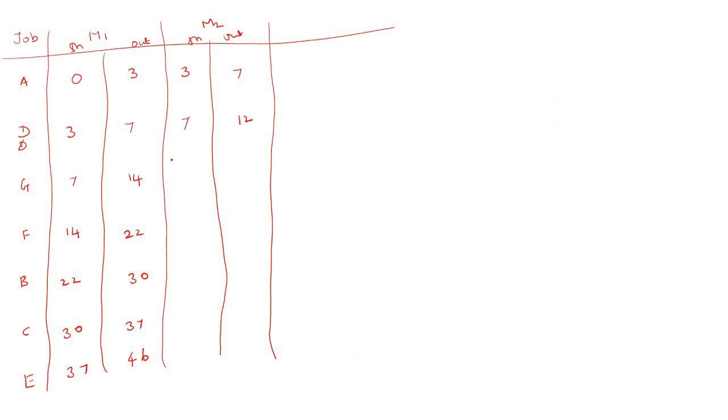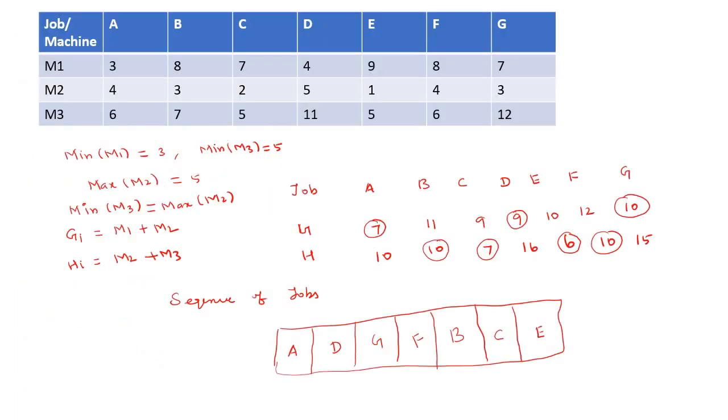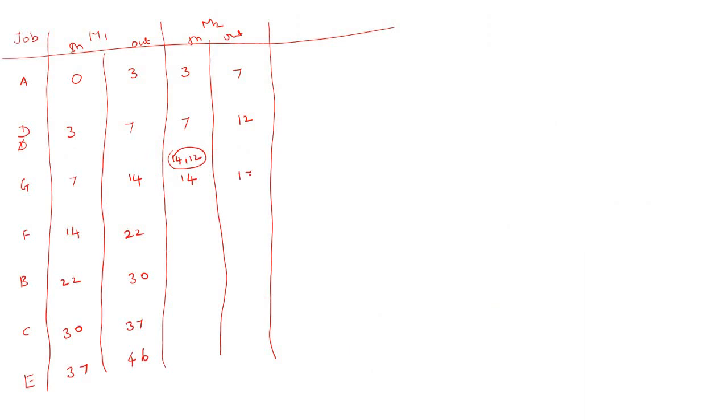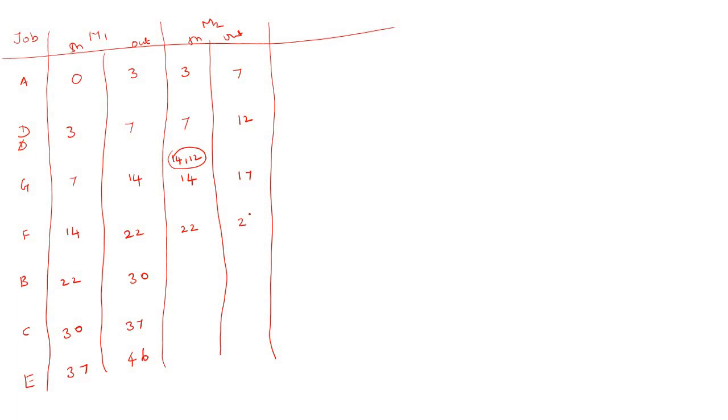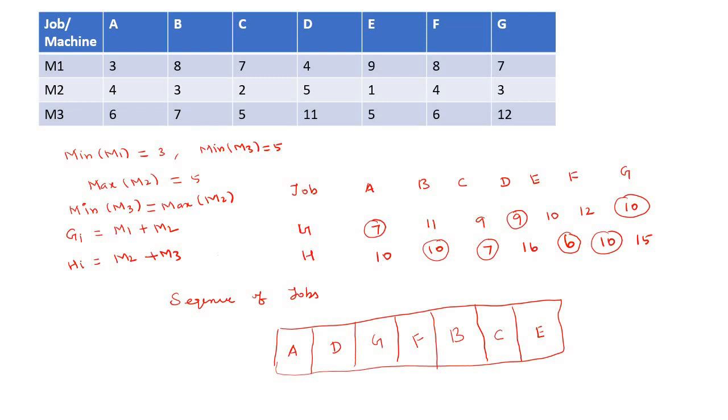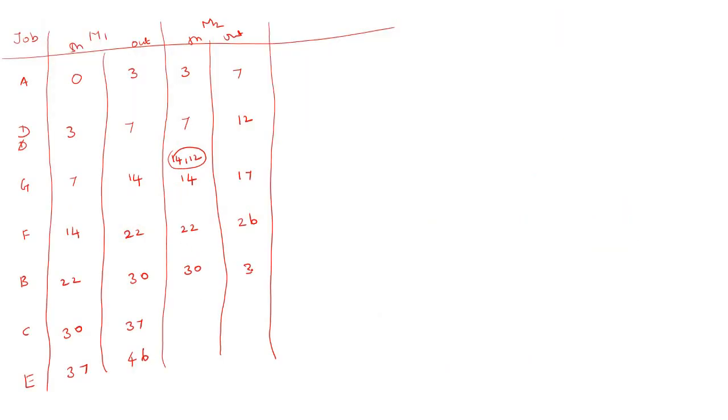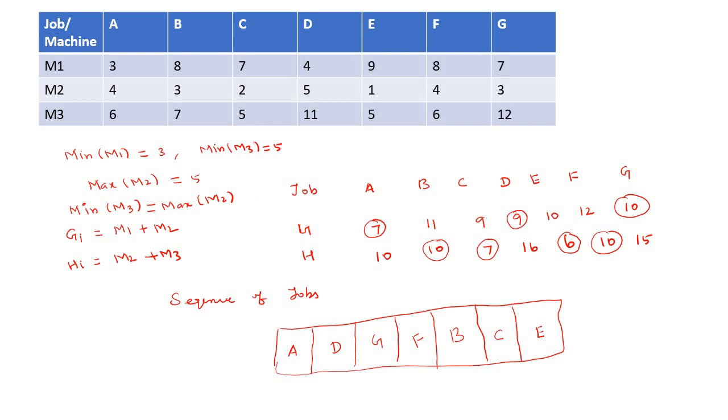So now we compare the maximum of 14, 12. So the maximum is 14. So G value for the second machine is 3. So 14 plus 3 is 17. The maximum is 22. So F is 4. So 22 plus 4, 26. 26 comma 30, maximum 30. B value is 3. So 33. 33 comma 37, the maximum is 37. So C value is 2.